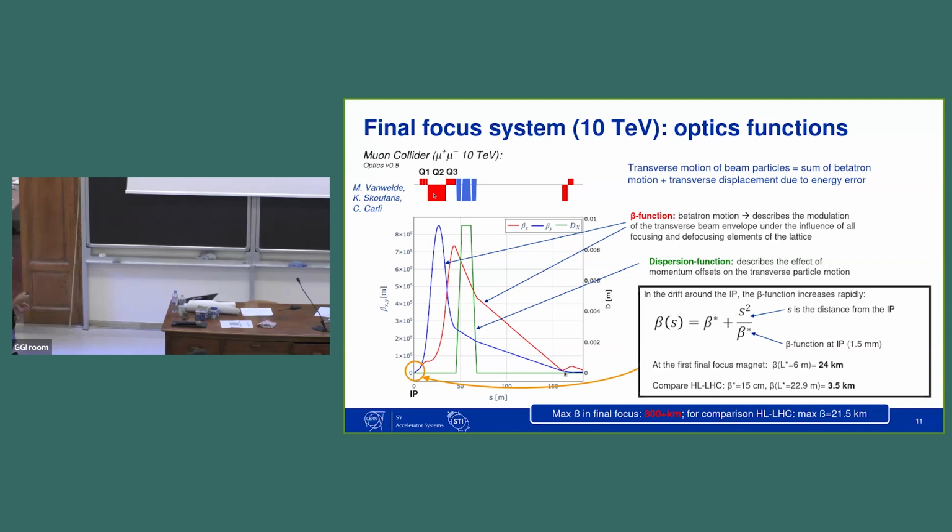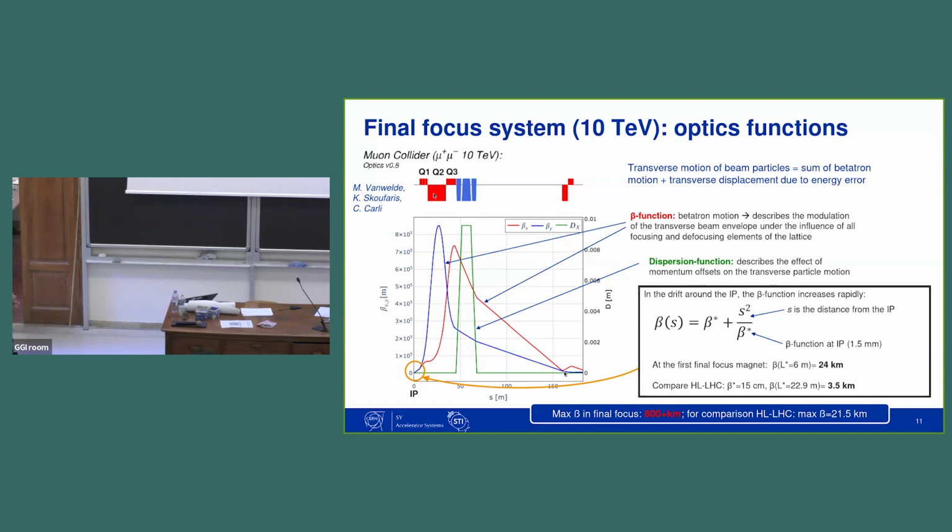But there can also be a contribution from the dispersion to the beam size because, as we also heard yesterday, dispersive particles, so particles which are off momentum compared to the nominal beam energy, have different trajectories, and this can also grow the beam size. This also has to be taken into account.